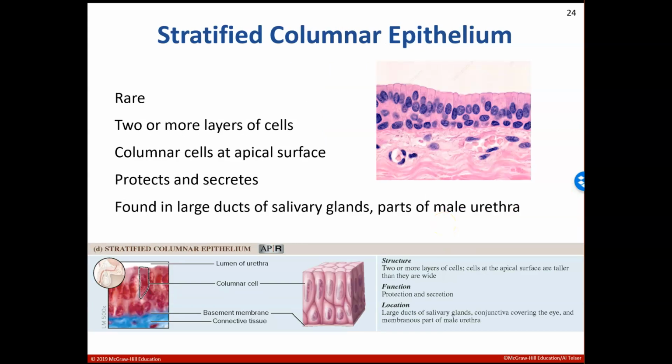Our stratified columnar epithelium is interesting in the setup because, again, if we look at that apical surface, we see the column-shaped cell, but then when we look at the other layers below it, they're going to look more cuboidal, and this is illustrated over here. And you could see this pretty well in the histology slide. This is going to help to protect and secrete and could be found in large ducts such as in our salivary glands and parts of our male urethra. Now I know I keep saying parts of the male urethra through the different tissue types, but that's because the male urethra is so long and there are different sections in which we're going to receive different secretions from accessory glands, and that's why we might have that variability within tissues.